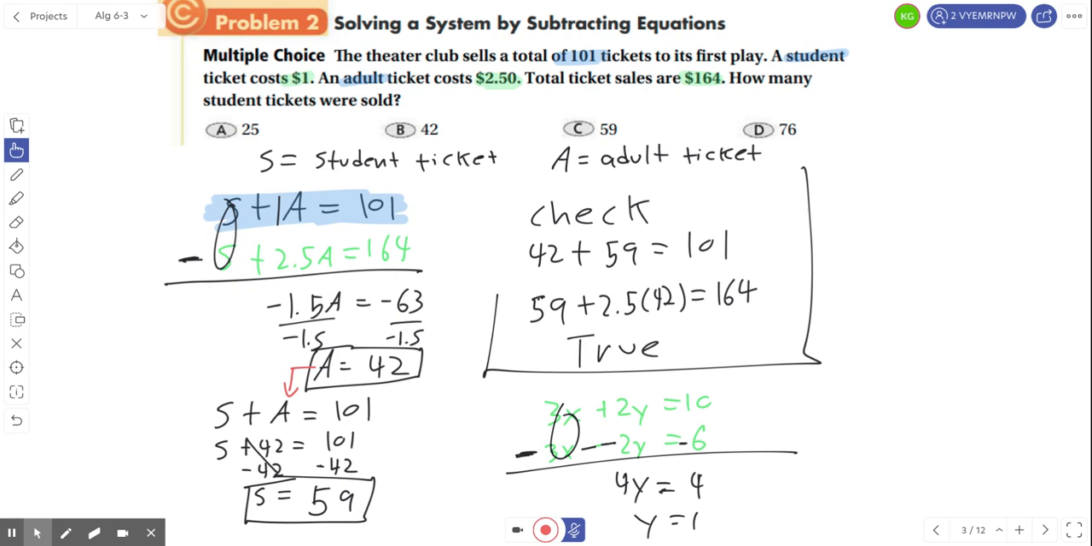Yep, so good luck on those, and then we'll look at kind of the next step in using elimination.